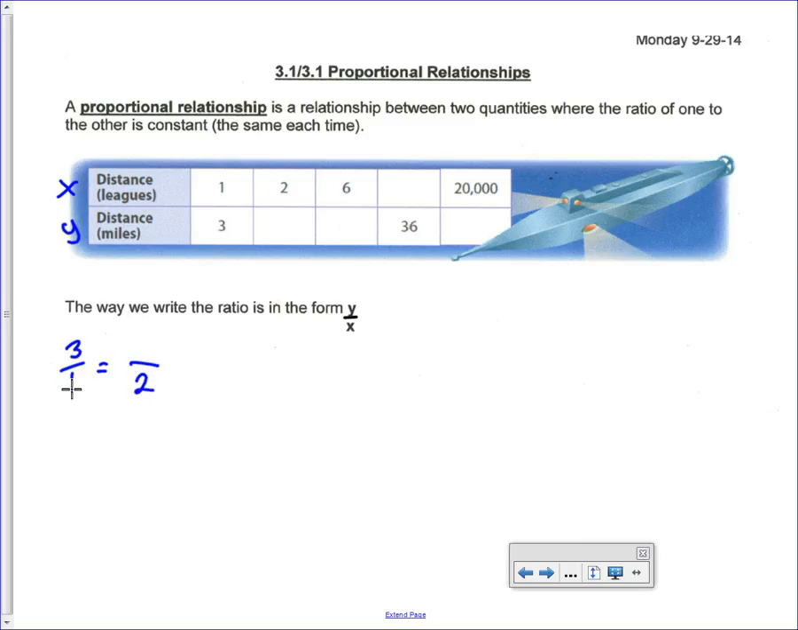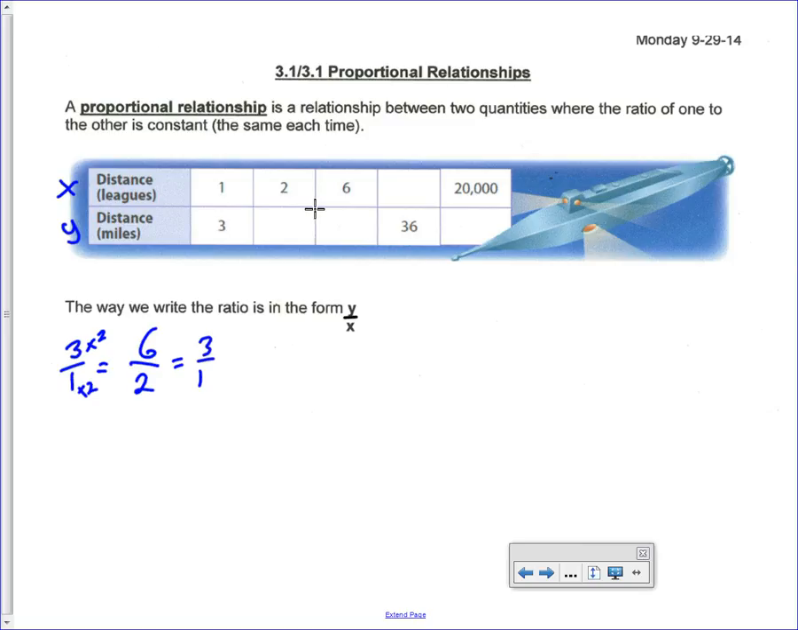So to get from 1 to 2, we had to multiply times 2. So we can multiply the top times 2, and 3 times 2 is 6. And if we were to reduce that, it would equal 3 over 1. 2 goes into itself once, and 2 goes into 6 3 times.